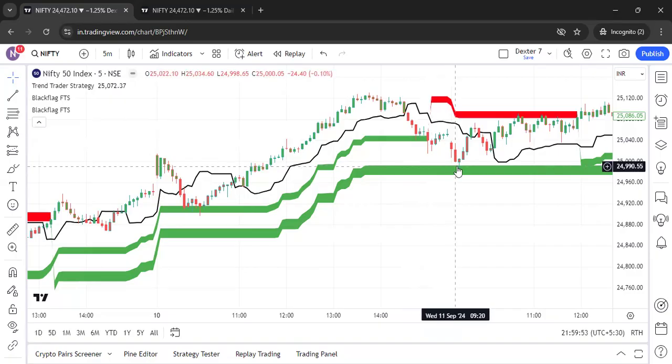But then mind you, it doesn't work every time. All right. You have to understand that you're a scalper. And this particular trading strategy is only for scalping. So 20 to 30 points on the Nifty and you're out. That is one way of trading.